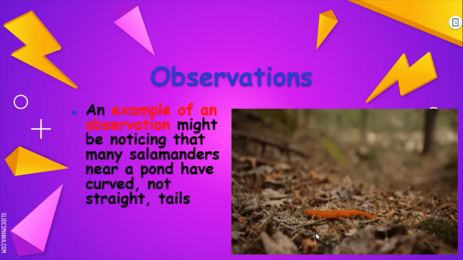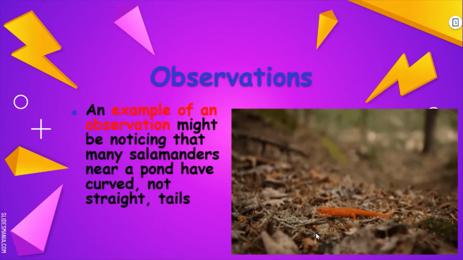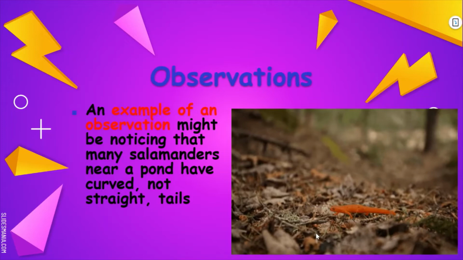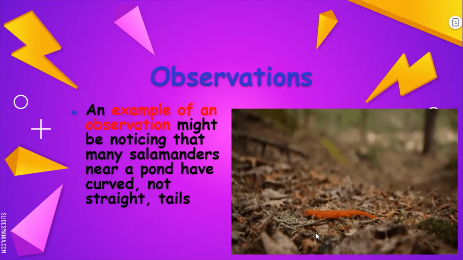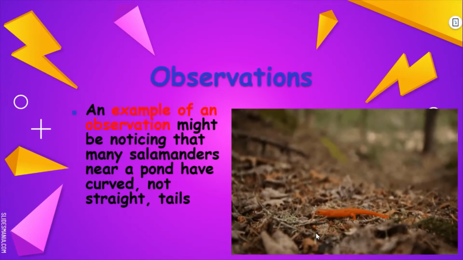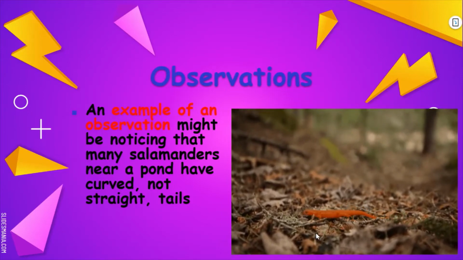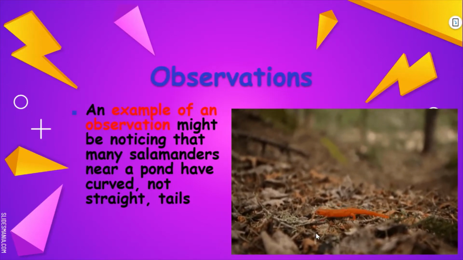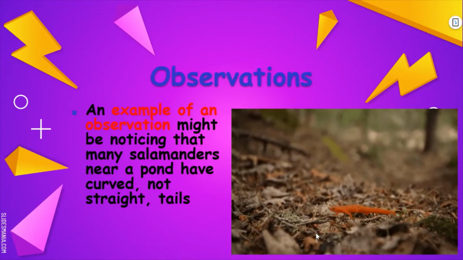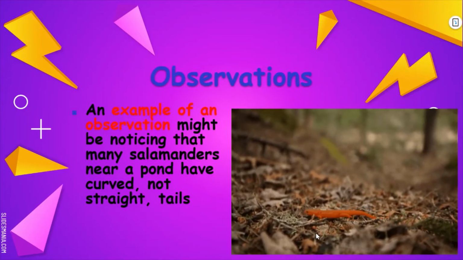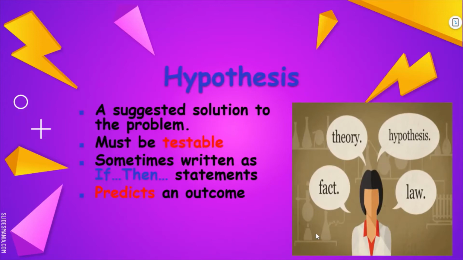So an example of an observation might be noticing that many salamanders near a pond have curved, not straight, tails, right? And salamanders are supposed to have straight tails. So you notice this phenomenon and wonder, why do these salamanders have curved tails and not straight tails, right? So that's the first step right there, observing something. And so then you come up with a hypothesis.